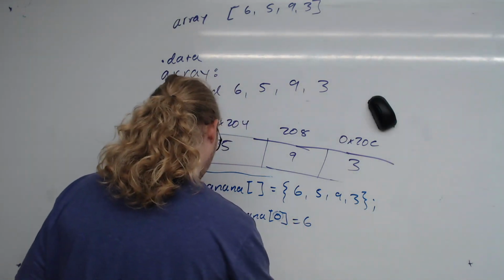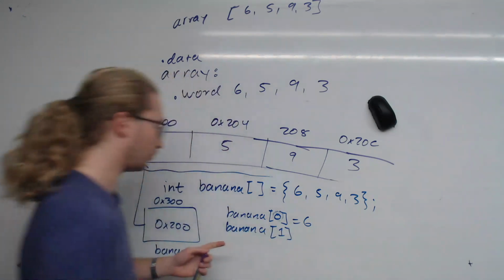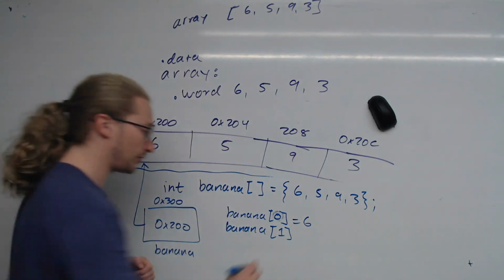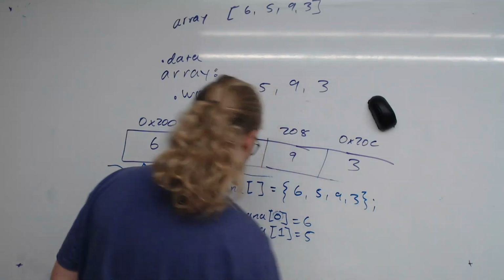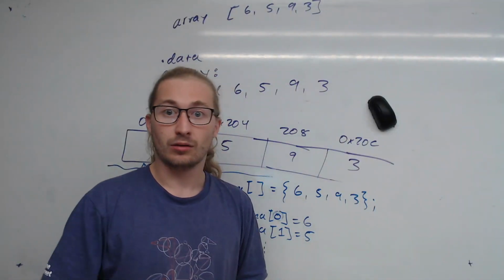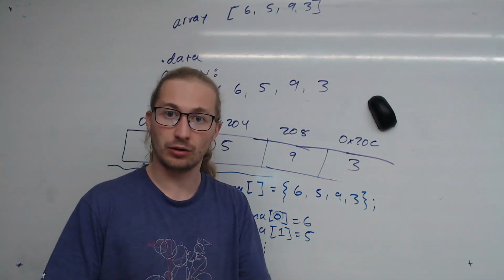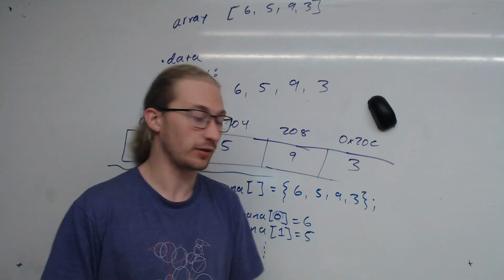To no surprise, you could fetch any element in this fashion. So banana of 1 would be the second item in the array, which is 5, and so on and so forth. What's actually going on under the hood here? Well, much like in assembly, all that's really going on is it's loading from the memory address with an offset.